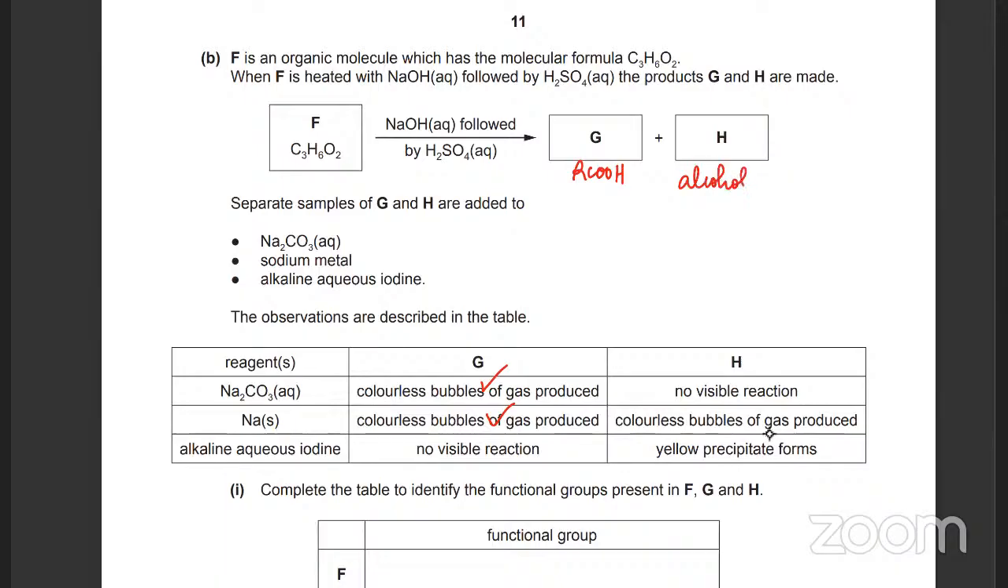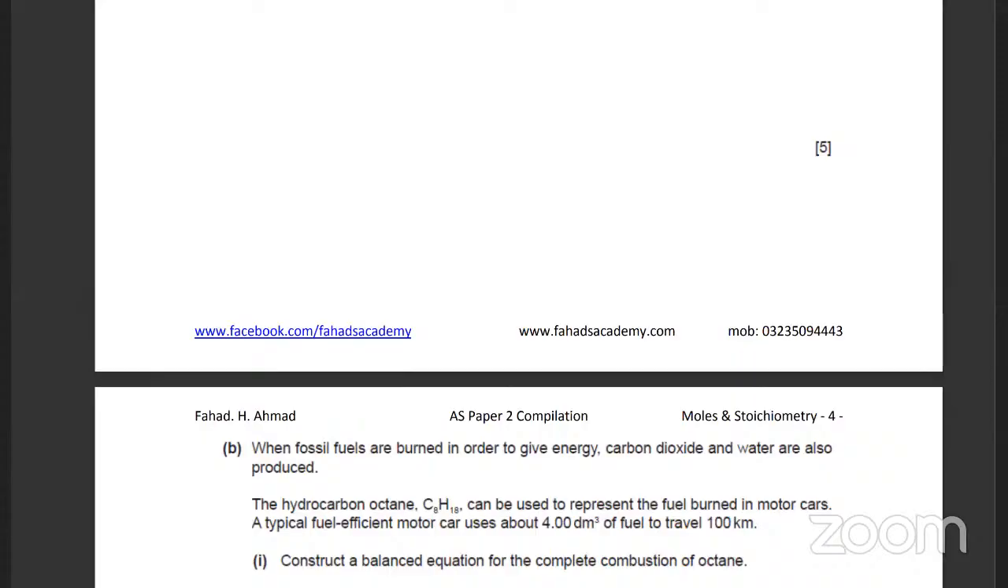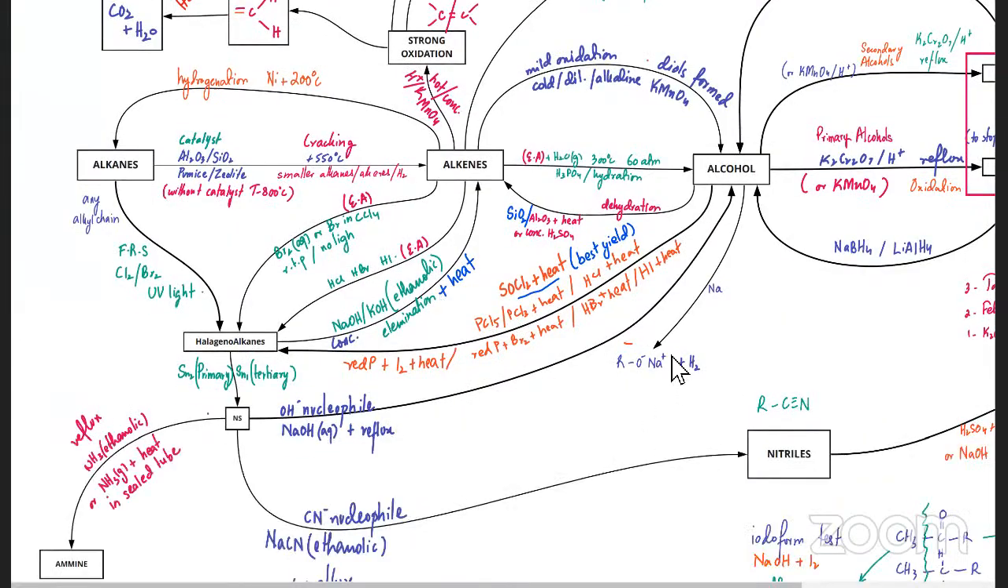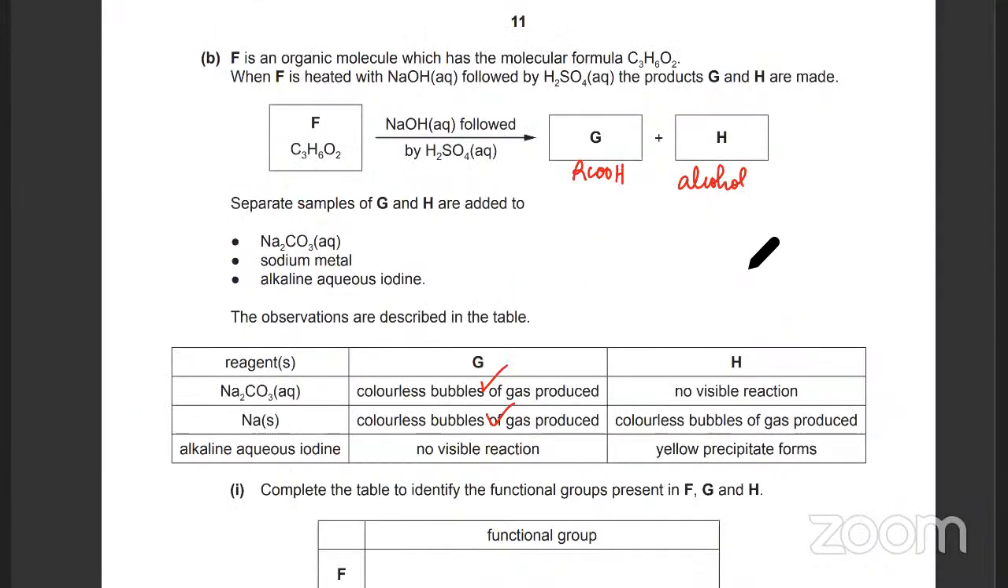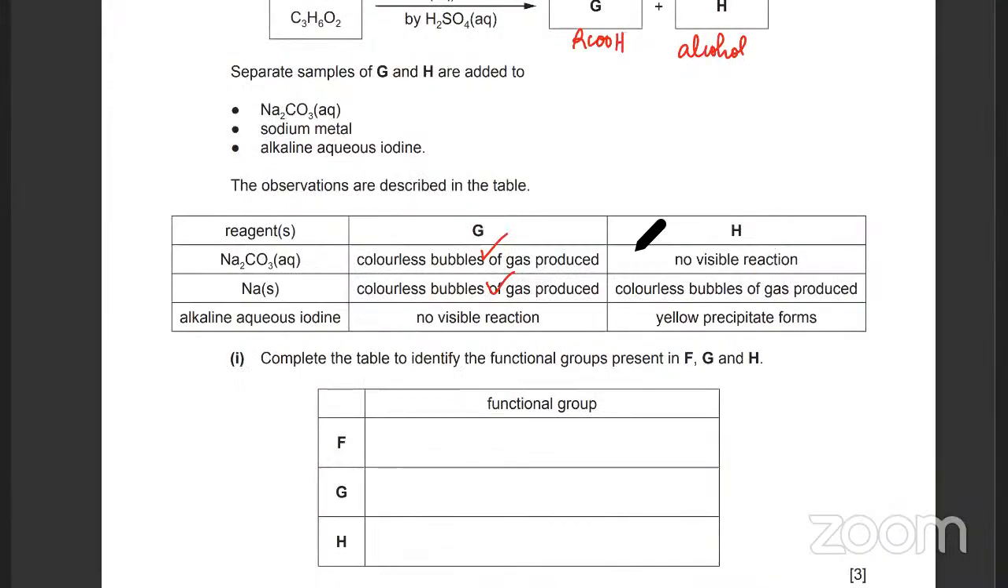Because only 2 things react with sodium. One is alcohols, and the other one is carboxylic acids. They also react with sodium, but they also react with NaOH, Na2CO3, and weak bases as well. So this one can't be a carboxylic acid, so it must be an alcohol.